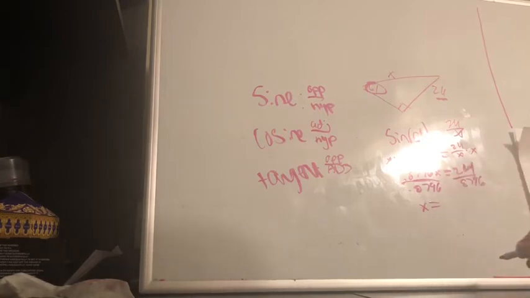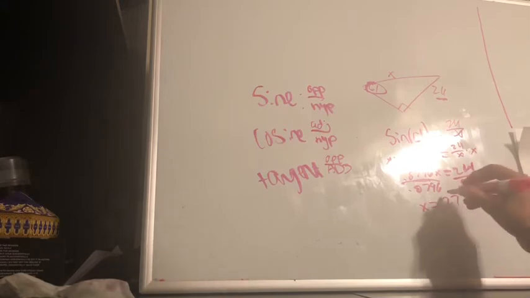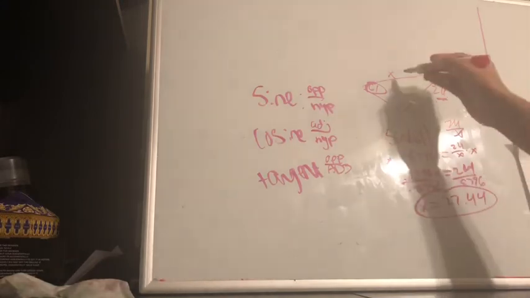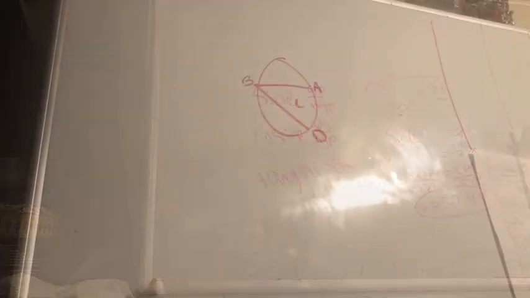Okay. So in this case, you would get 27.44. That is your measurement of x. That is what you would get by using a sine. So this is a great example problem to use for basic beginners of trigonometry. Yeah, that's pretty much it.